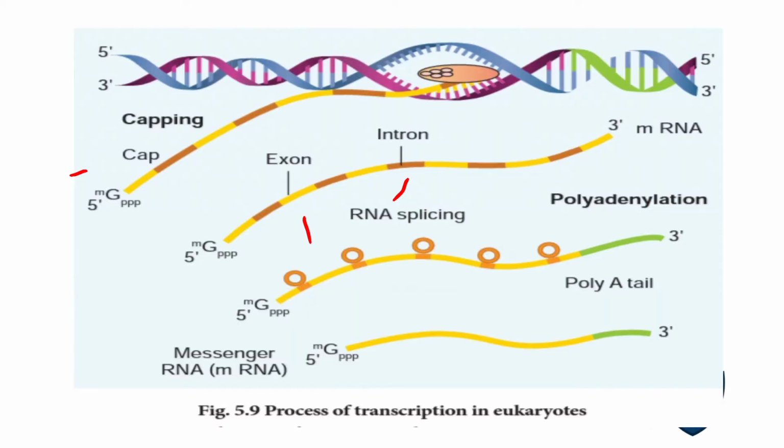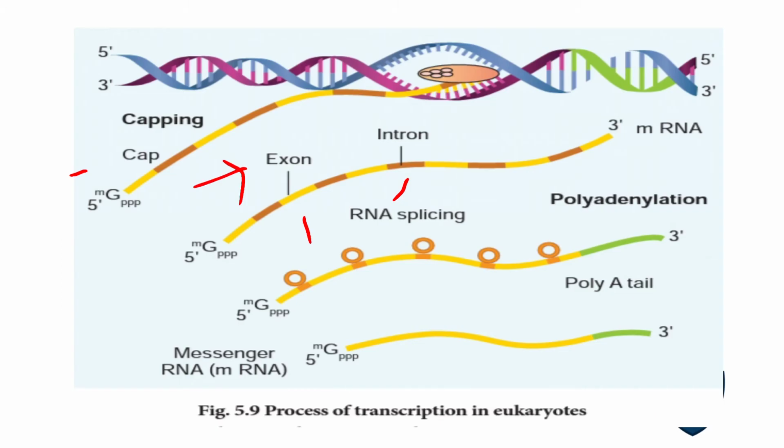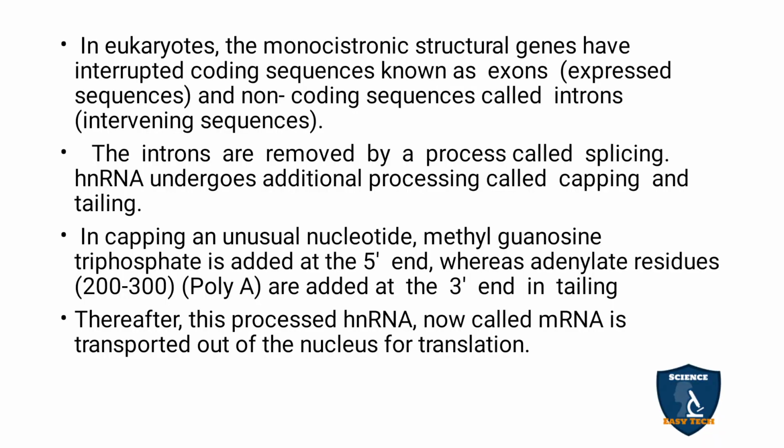Here the coding sequence is exon, and this is the non-coding sequence. So only the exon is going to form the protein, and the non-coding sequence is called intron. So exon is the coding sequence and intron is the non-coding sequence. The introns are removed by the process called splicing.